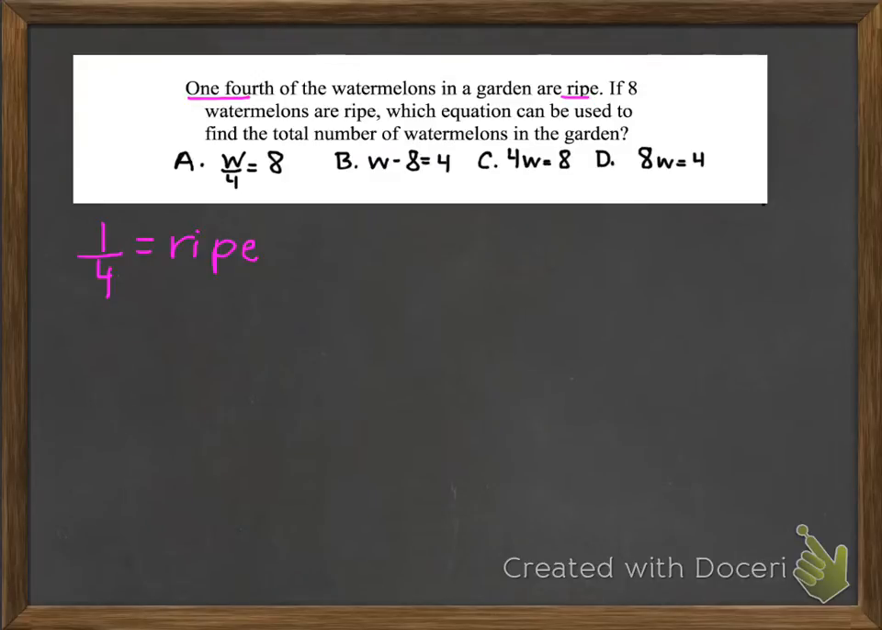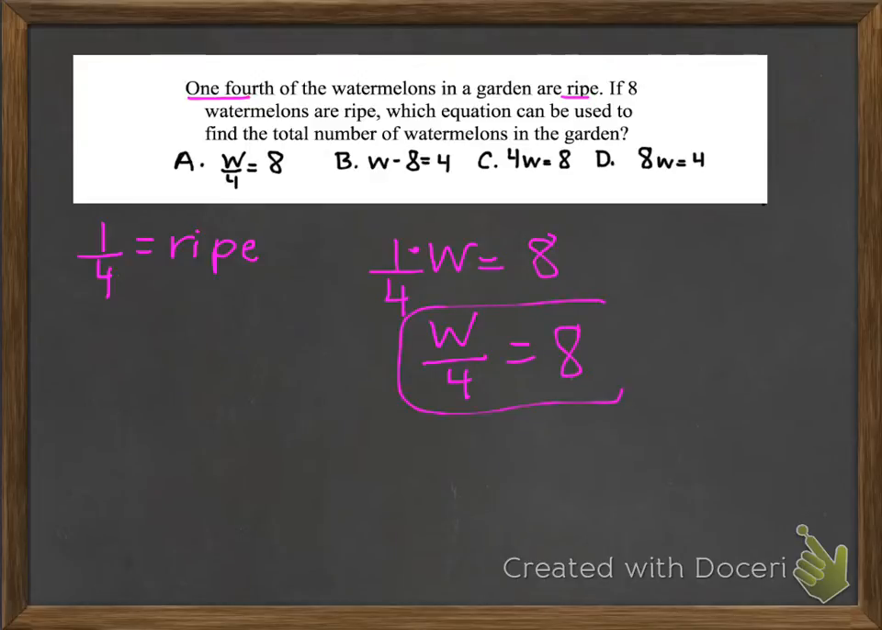So now what they're saying is 1/4 of the watermelons equals 8. Now remember, we're writing this as a division equation, so the way that we could actually see this is W divided by 4 equals 8. So now you can see that the answer to this particular equation would be A. Okay, so that's your division problem there.